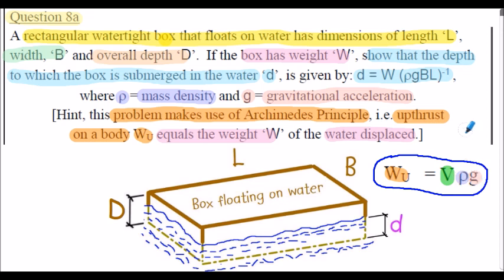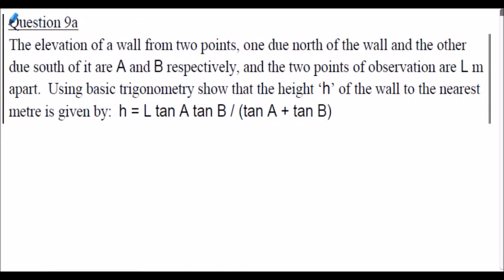Again, I would encourage you to stop the presentation and attempt question 8a and develop your own solution, and so determine the relationship for submerged depth of the box. I'll let you review question 9a at your own pace, generate appropriate equations and solve. We're trying to find the relationship for the height h of the elevation of the wall.